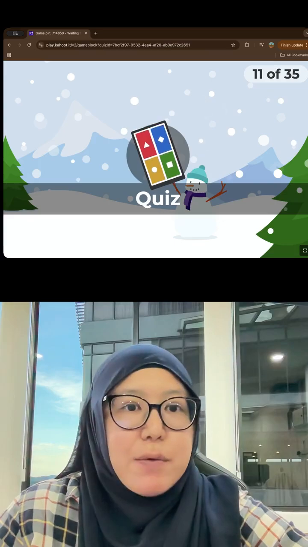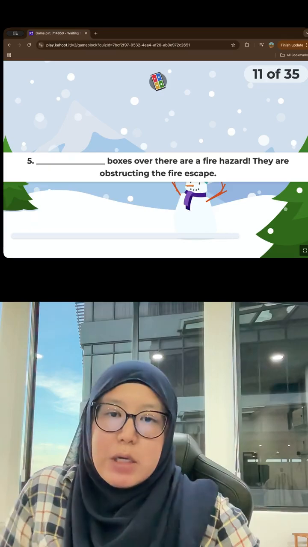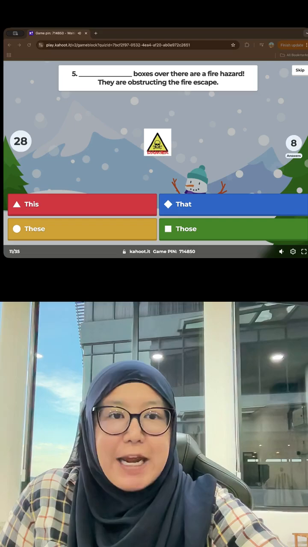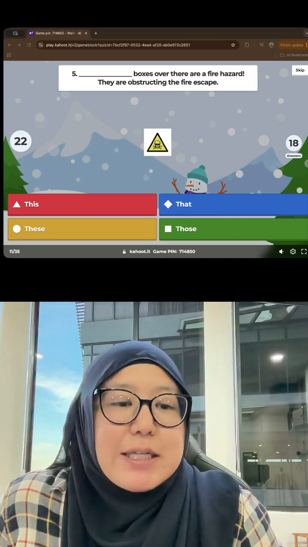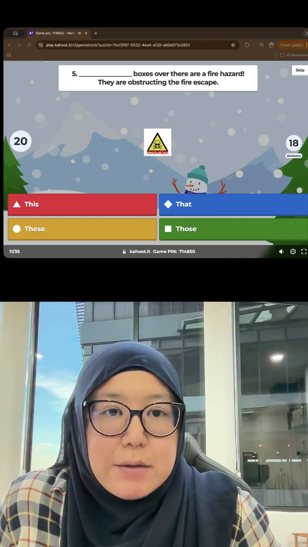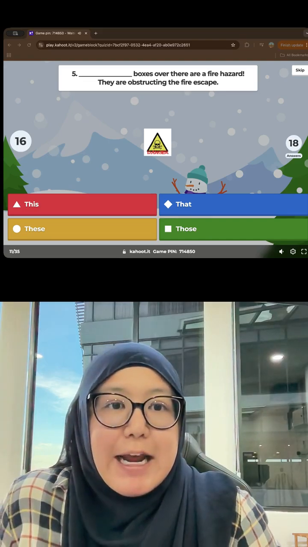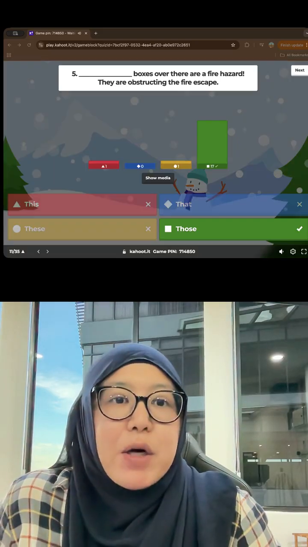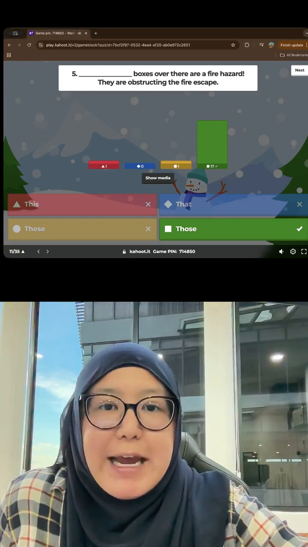Now, let's move to the last grammar MCQ. So read the questions carefully. This one can be confusing as well. Read the contextual clues as well. Contextual clues are the clues that can help you to find the right answer. Okay, boxes over there.